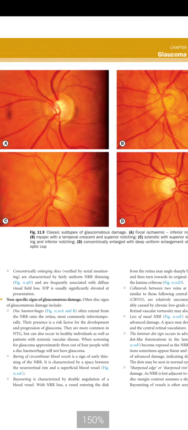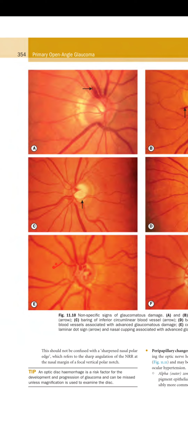Next is the baring of the circumlinear blood vessel, an early sign of thinning of the neuroretinal rim. It is characterized by a space between the neuroretinal rim and the superior blood vessel. So basically it is a dipping of the blood vessel. Whenever the blood vessel is going, it has a slight dip because of the thinning of the neuroretinal rim. It is called the baring of the circumlinear vessel.